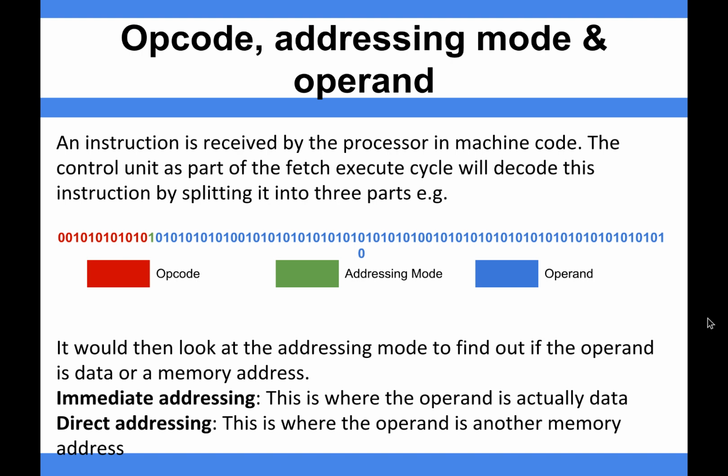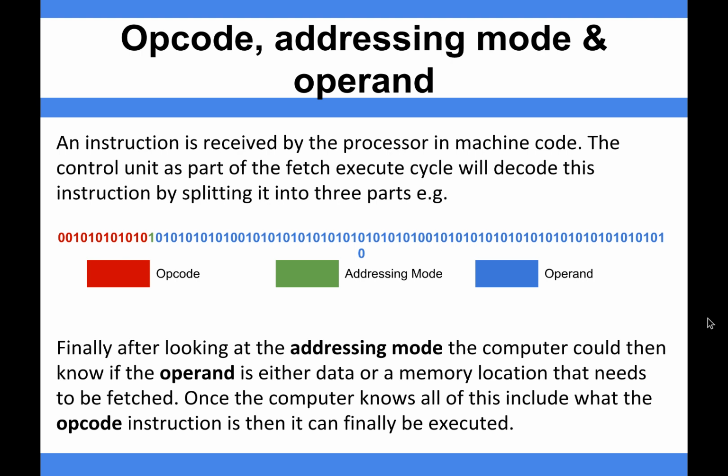So the key thing to know is that the addressing mode, the 1 or the 0, is going to define whether it's immediate addressing or direct addressing, and to know the difference between the two, because they both have a big impact on what the operand is. Once you know what the opcode is and what the addressing mode is, you've then got your operand. So it's important the addressing mode has been analysed to work out whether the operand is either data or a memory location.